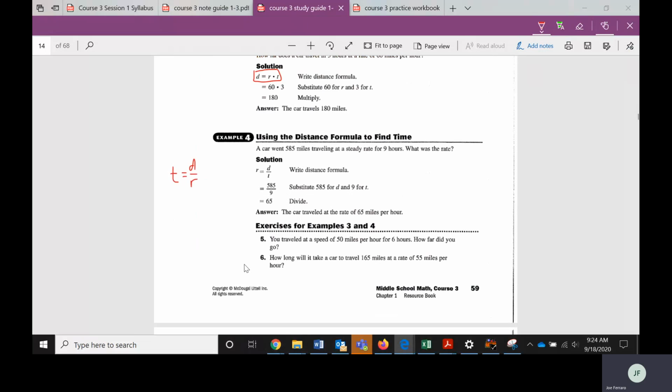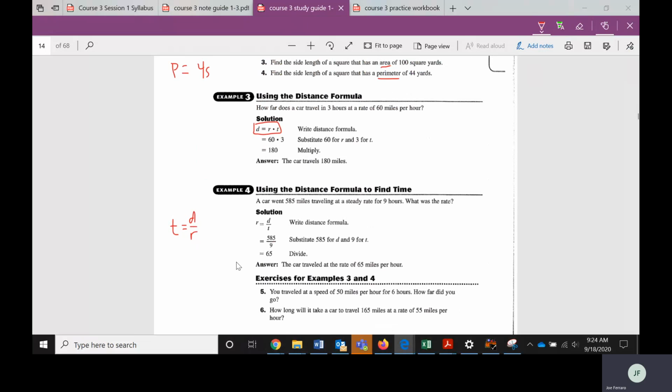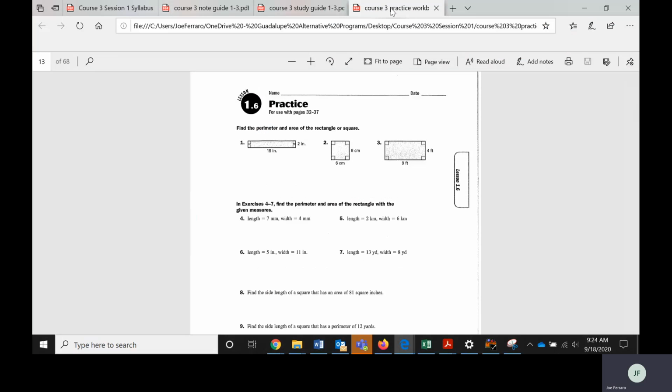So that's it for the study guide. I think if you can do the study guide without any questions, you're probably pretty good. But again, the best one, if you're going to take some time to practice this stuff, would be the practice workbook. And if you do that, you're going to get some extra points, which will really help you in getting your credit.